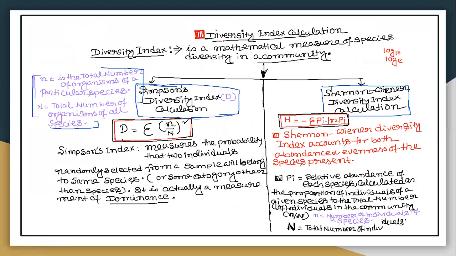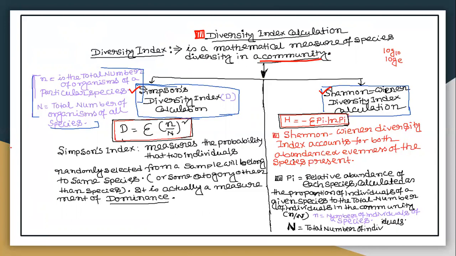Now, different types of diversity index calculations are there for the measurement of diversity in a particular area, but depending on the questions asked by the scientist or ecologist, different types of diversity index are used. Here we'll discuss two major types: one is the Simpson diversity index, another is the Shannon-Weiner diversity index. Now what do we mean by diversity index? First, the diversity index is a mathematical measure of species diversity in a community.